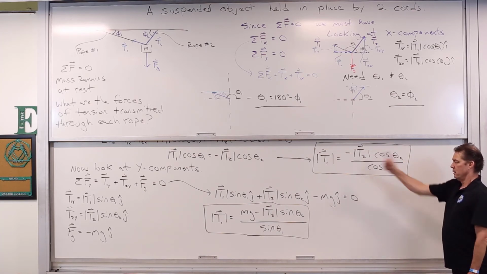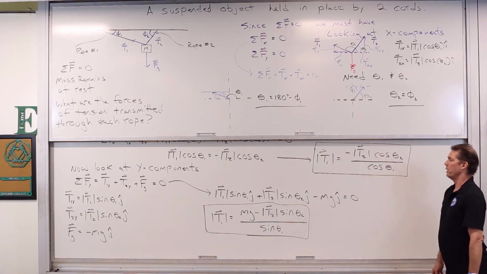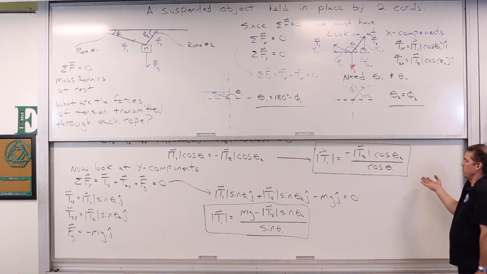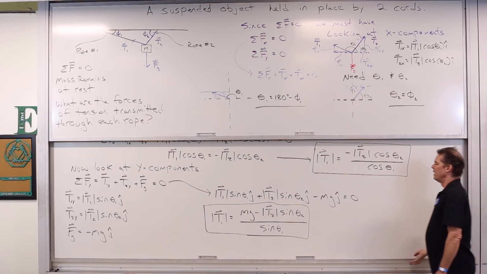What do we do then? T1 is equal to T1. So what? What can we do with that? We can solve this out then for T2, right?